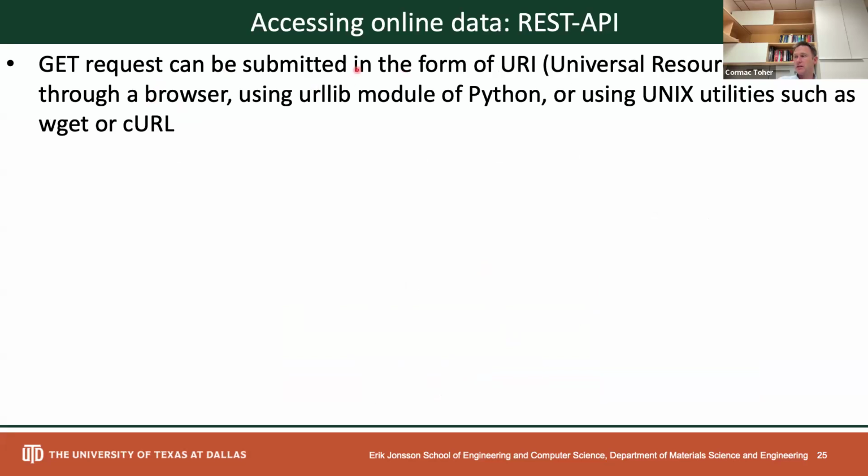So the GET request is submitted in the form of a URI, a universal resource identifier. You can just literally build one of these requests and copy and paste it into the URL part of a browser. But that's just not that different from using a web portal. The big advantage is that you can also submit this using the urllib module of Python, which is what we'll be doing in this tutorial, or by using Unix utilities such as wget or curl.